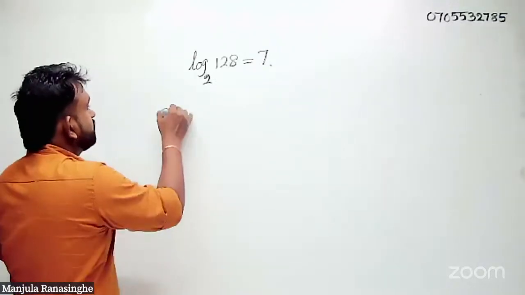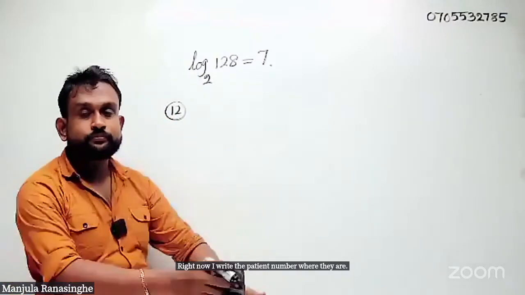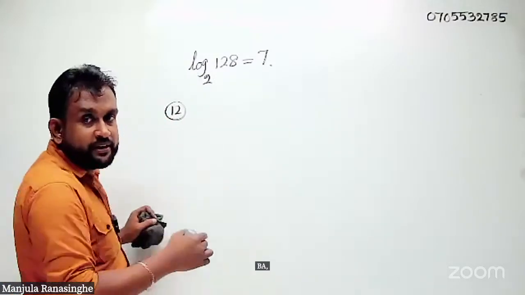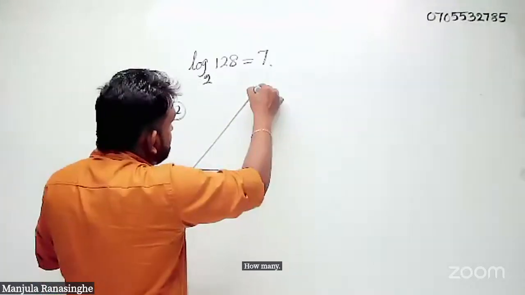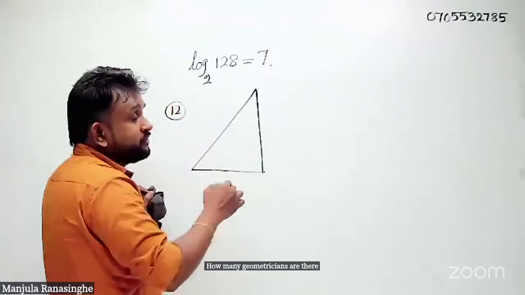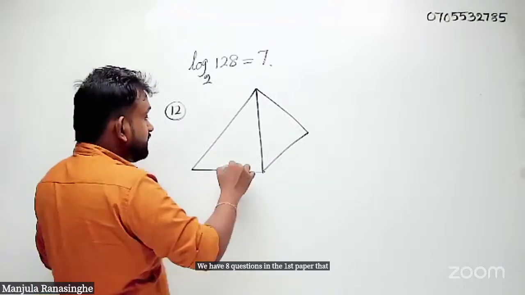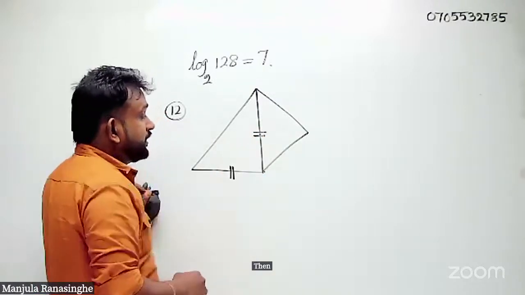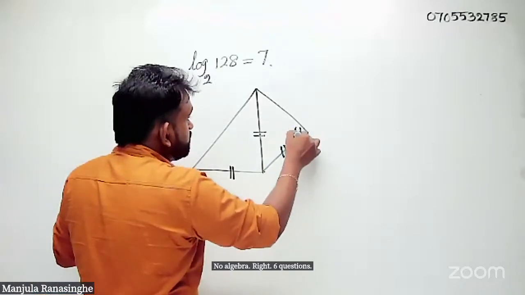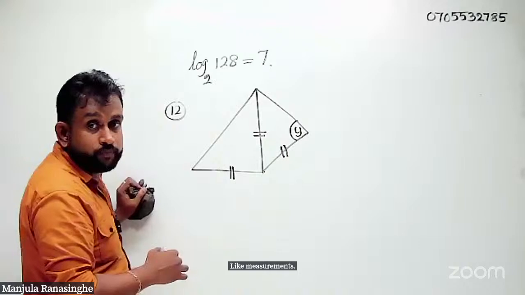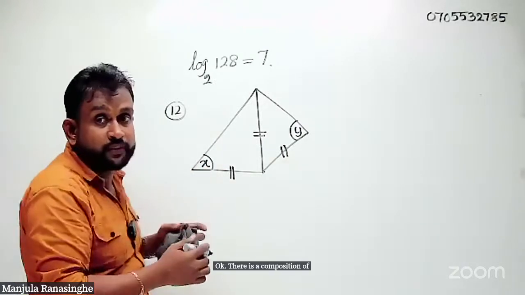Now I write the question number. They are asking: find the BAC in terms of x and y. This is a geometric question. How many geometric questions are there in the paper? We have 8 questions in the first paper. That's the majority. Then we have algebra, 6 questions, measurements 4, numbers 4. There is a composition of the paper.